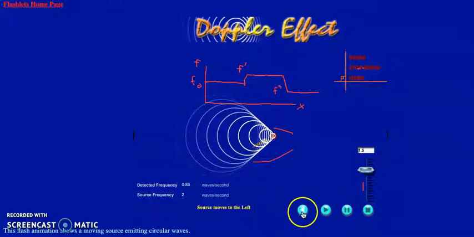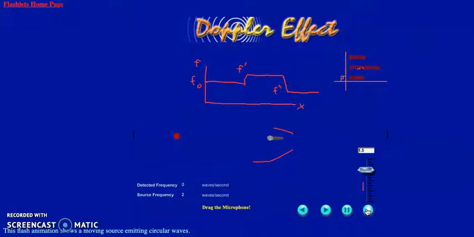Okay, so that's the Doppler effect in a nutshell. You have a source of waves that's moving relative to you. If it's moving towards you, you hear a higher pitch or a higher frequency, because pitch is for sound. If it's moving away from you, you hear a lower frequency, or you observe a lower frequency.